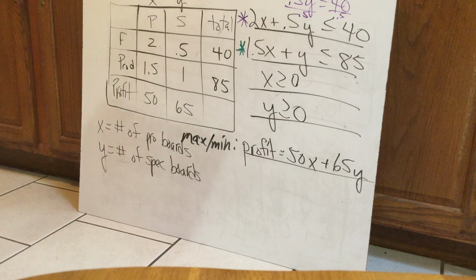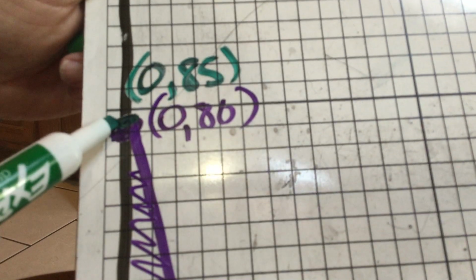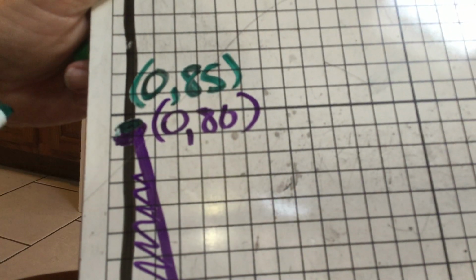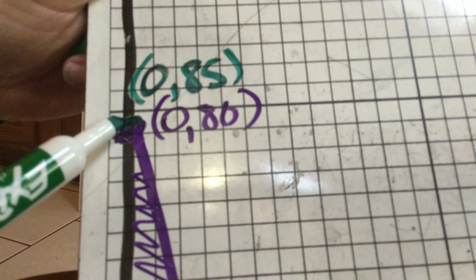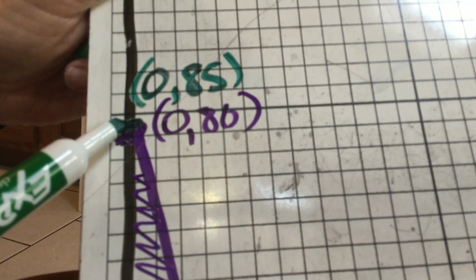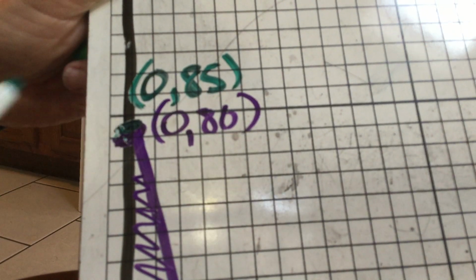But that would be the point right above my 80. It's right above my 80 there at 85. So the 81 is right on the line. The 85 one is halfway between the 80 line and the 90 line.